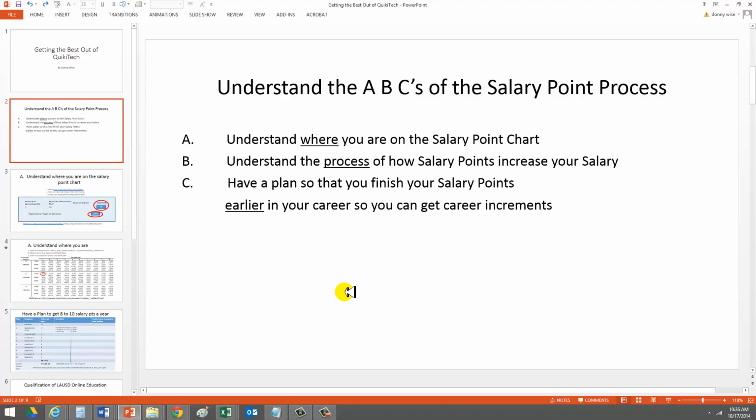A is understand where you are on the salary point chart. B is understand the process. And then C is have a plan to finish your salary points earlier in your career so you can get to what are called career increments.